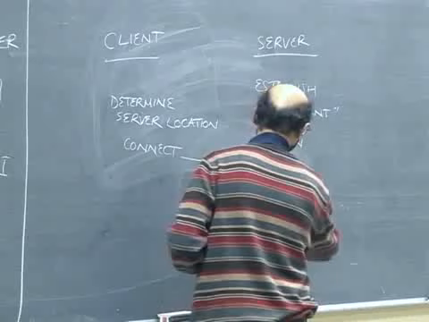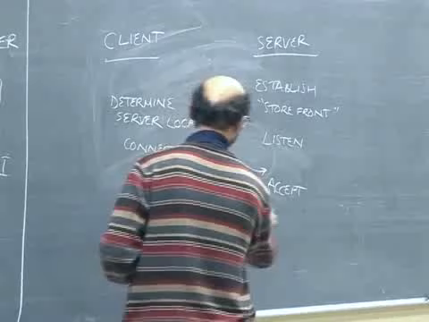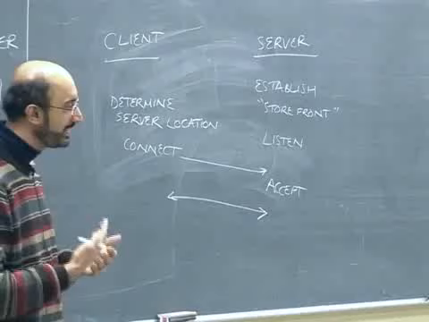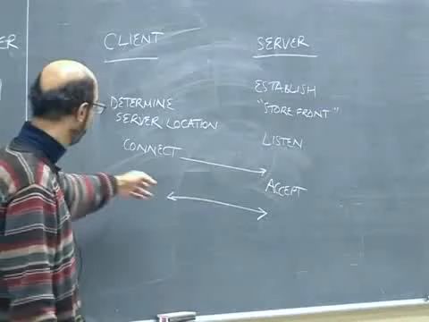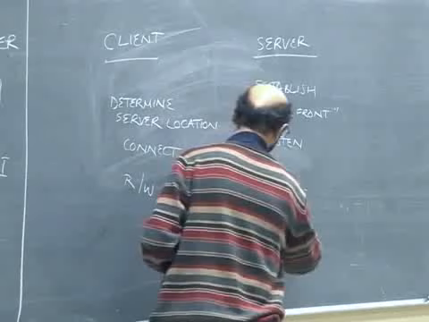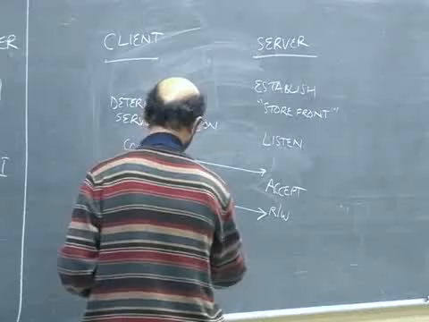And after that, a connection is established and both sides can talk to each other. Even though the client initiated the connection by making the connect, both sides can actually talk to each other, and so it's a read and write, and both sides can do read and write. And at the end, either the server or the client says, okay, you're done, close. One of the two or both say close, and then the connection goes away.